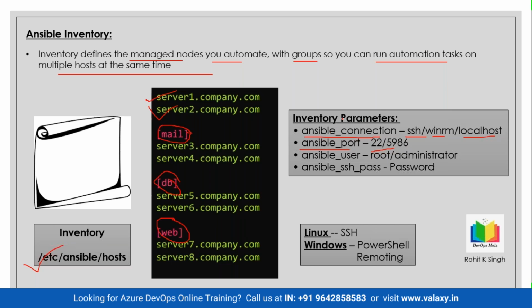You can have all these parameters defined inside your Ansible inventory. What kind of user do you want to use? It's ansible_user if you want to define it. If you want to pass in the password, then these are some inventory parameters which you can use. For Linux, it is SSH. For Windows, it is PowerShell remoting. This is the method which is used for connecting to a Windows machine. Linux, it is SSH, and for Windows, it is PowerShell remoting. Keep that in mind, okay?